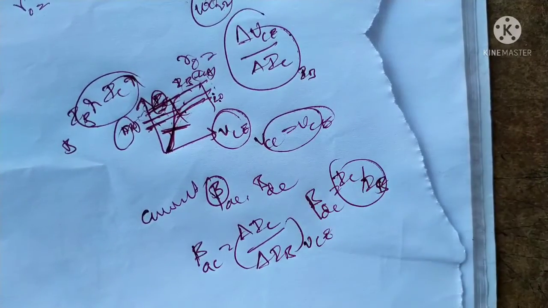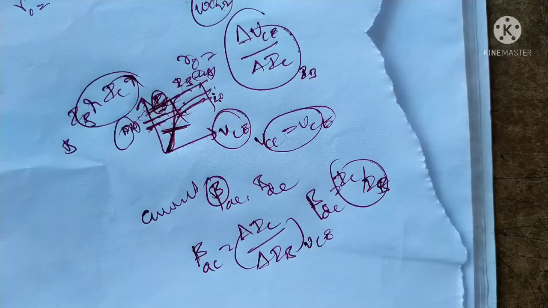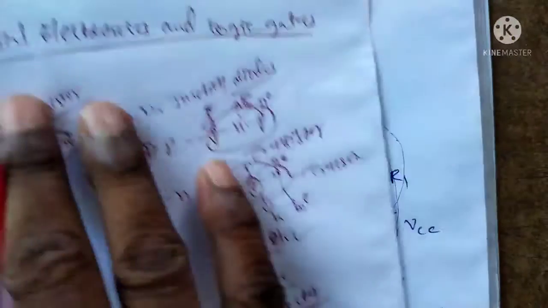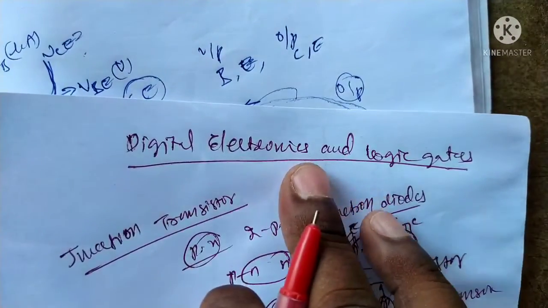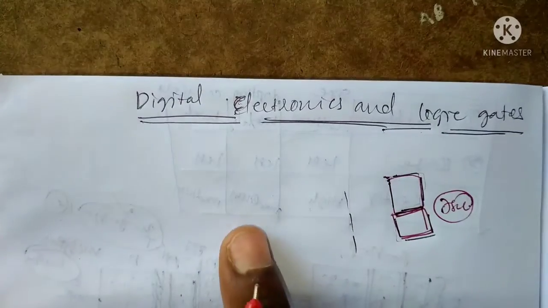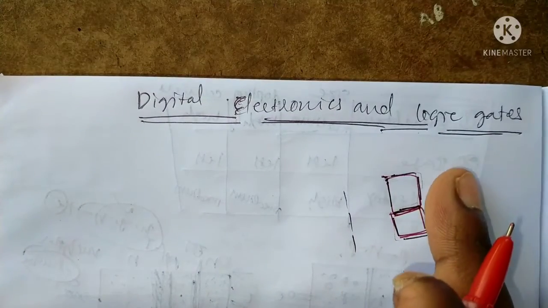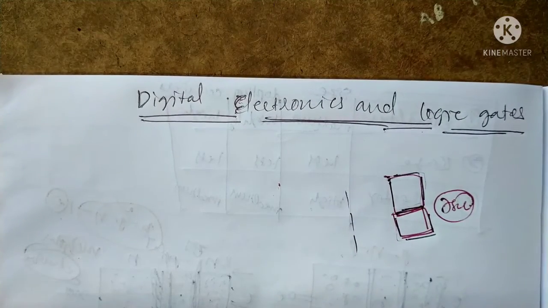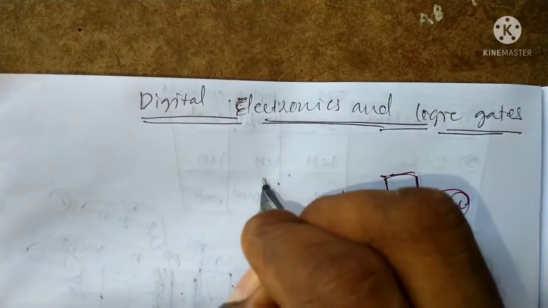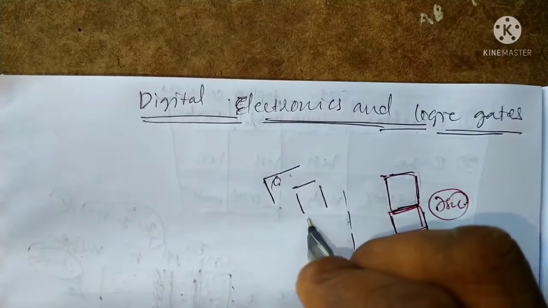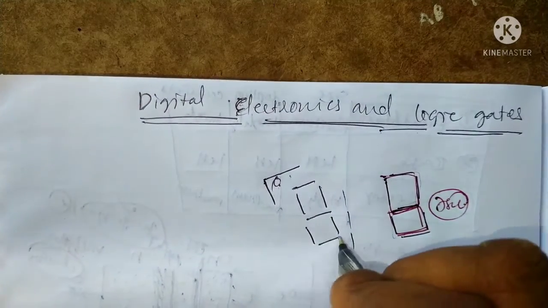Now we discuss digital electronics and logic gates. Digital electronics: we can form numbers using 7 segments like this, 1, 2, 3, 4, 5, 6, 7.